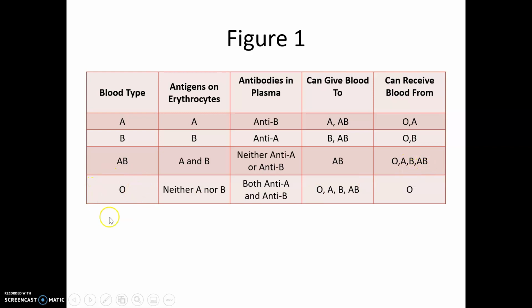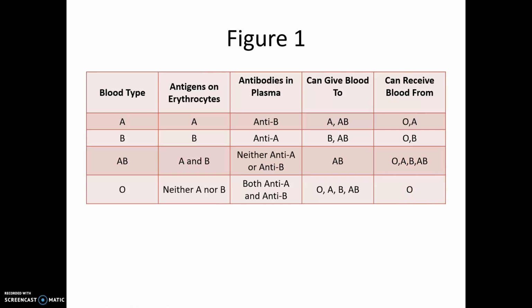When we talk about O, you're going to have neither A nor B antigens on your red blood cells. That means you're going to have both anti-A and anti-B, because you're defending against both of the other antigens. And you'll be able to give blood to people that are O, people that are A, people that are B, people that are AB. And then you'll only be able to receive blood from people that are O, right? So hopefully that broke it down a little bit further for you.